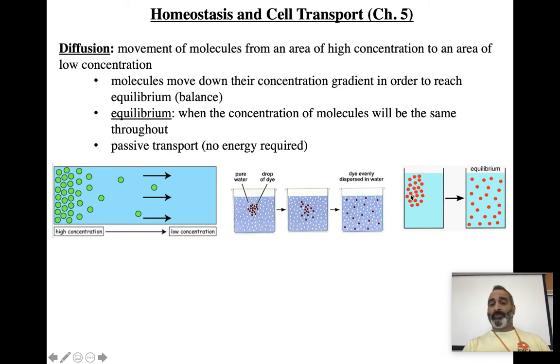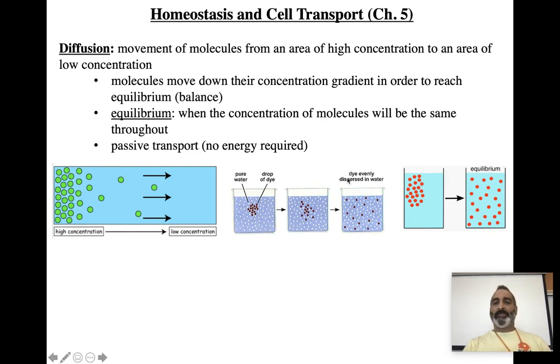Now, here's another picture showing you a bunch of, this could be dye similar to this one, and then it diffuses in all directions, and boom, when everything is moving in all directions, you now have equilibrium. Okay, so diffusion, what is the purpose of diffusion? For molecules or particles to move and reach equilibrium or homeostasis.